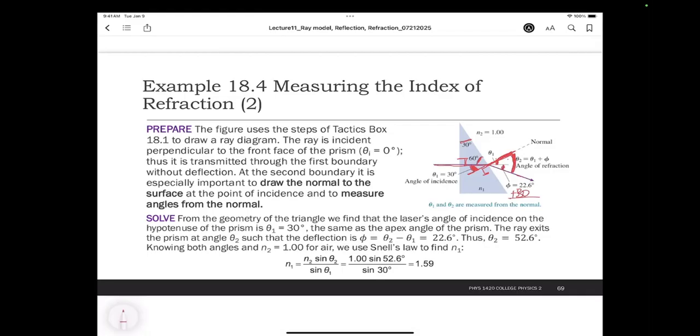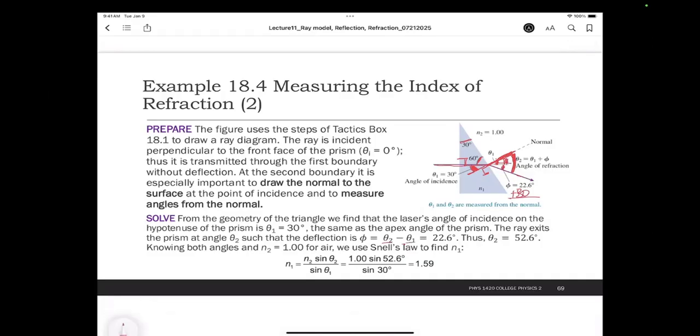So for the solution, from the geometry of the triangle, we found that the laser angle of incidence on the hypotenuse of the prism is theta 1. Here it equals 30 degrees, the same as the apex angle of the prism. And the ray exits the prism at theta 2, such that the deflection is phi equals theta 2 minus theta 1.